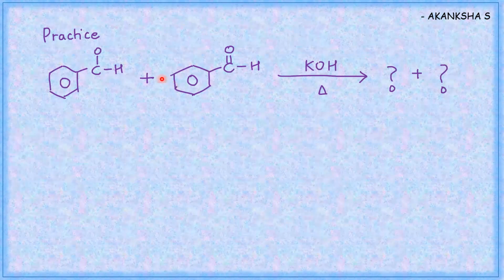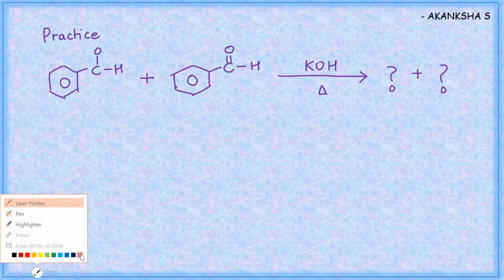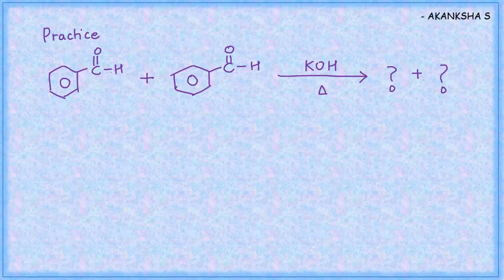So one of the benzaldehydes will become, you know what? And another benzaldehyde, you know what? One would be oxidized, another one would be reduced. Try to use the mechanism. My bad, I have given just one bond over here, it's a double bond. I hope you have understood the mechanism of Cannizzaro.